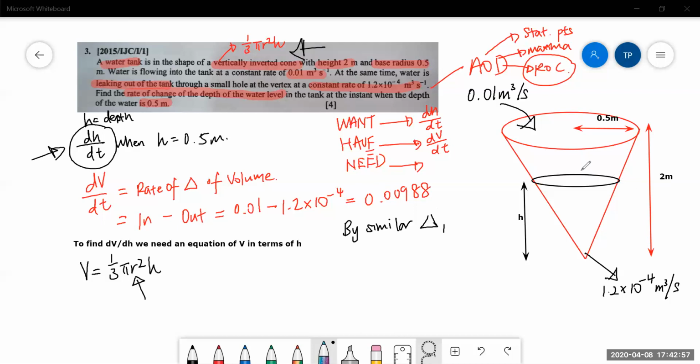Because this is R, right? This will be R. Oh, I did try to find dv over dh, but then it's wrong. Like when I sub it in, it's wrong. Okay, hold on. R over 0.5 is equals to H over 2. Correct? Yeah. So 0.5 is 1 over 2. So this is 2R is equals to half H. So R is equals to H over 4.